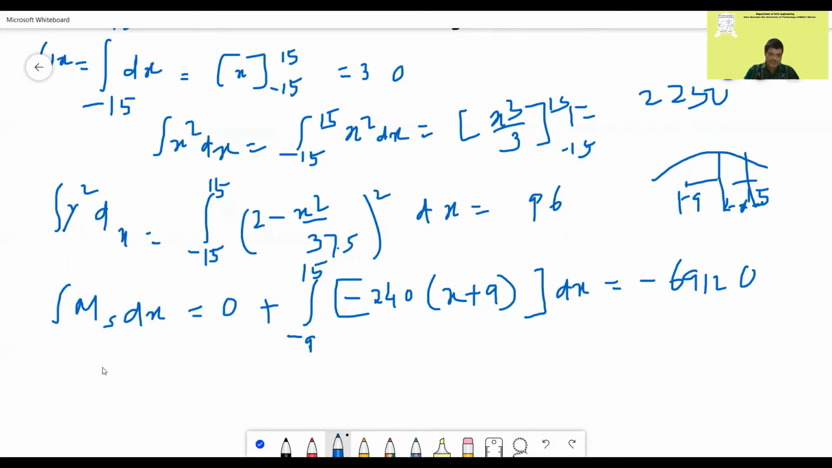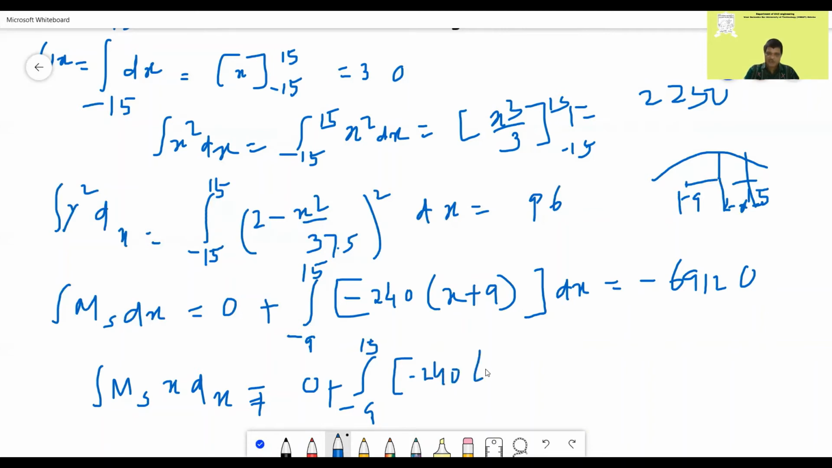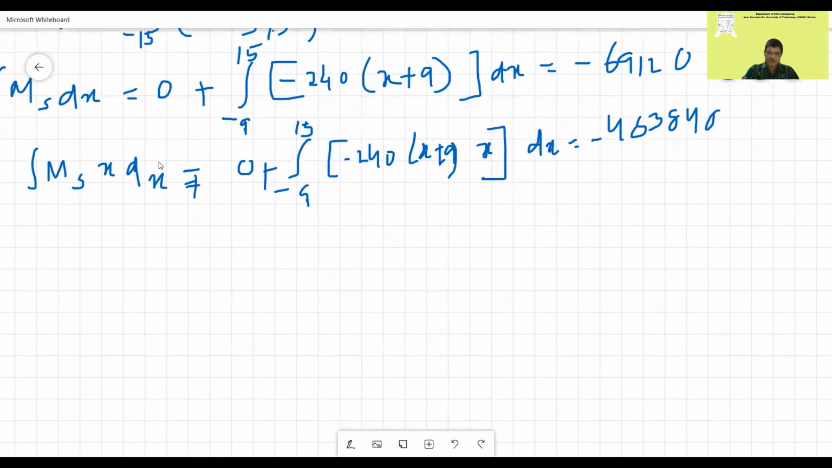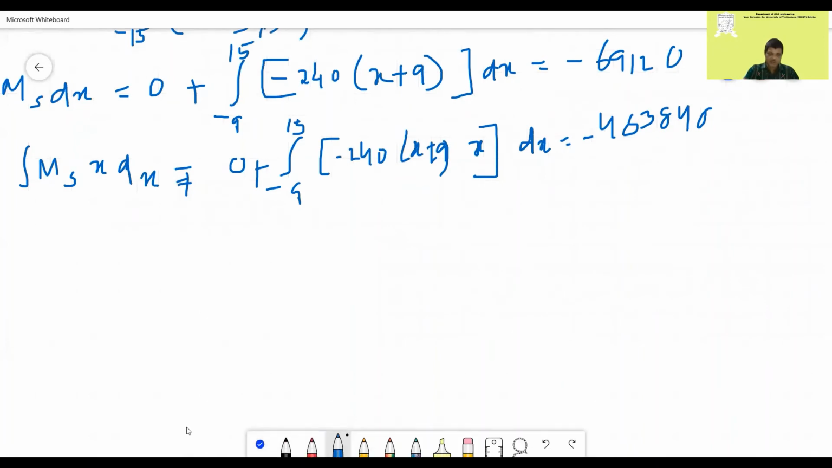Now you will go to Ms x dx. Similarly 0 plus, minus 9 to 15, this value minus 240 into x plus 9 into x dx. So this comes out minus 483840. So you see how lengthy these calculations are. You have to individually find all these values. Then only you can do the problem.